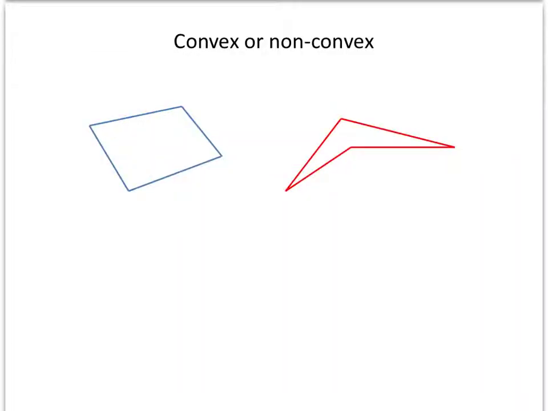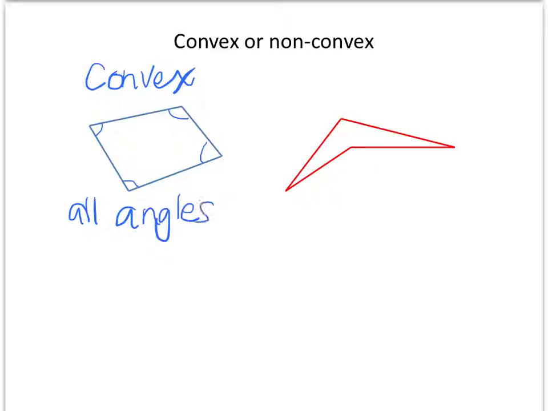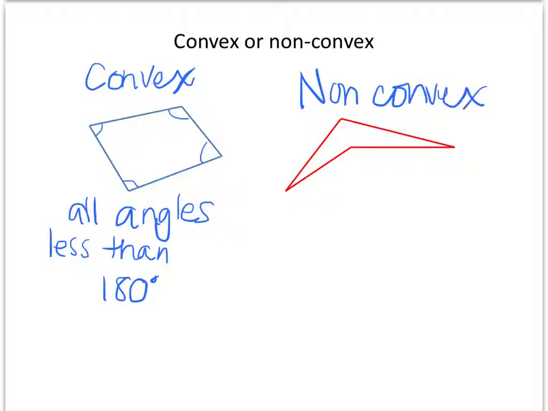Now, a quadrilateral can either be convex or non-convex. This one is a convex quadrilateral, and what that means is that all 4 of the angles are less than 180 degrees, so all the angles are either acute or obtuse. But the red one is a non-convex quadrilateral. What that means is there is one reflex angle inside the quadrilateral. You can see that angle there is more than 180 degrees. So we've got one reflex angle.